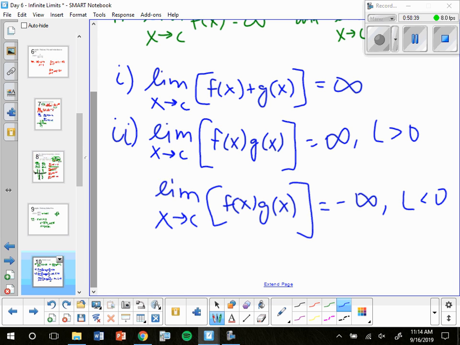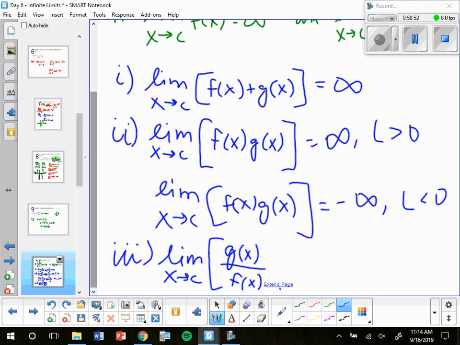It's really cool stuff. And then this is a really important one. Limit as x goes to c of g of x divided by f of x.